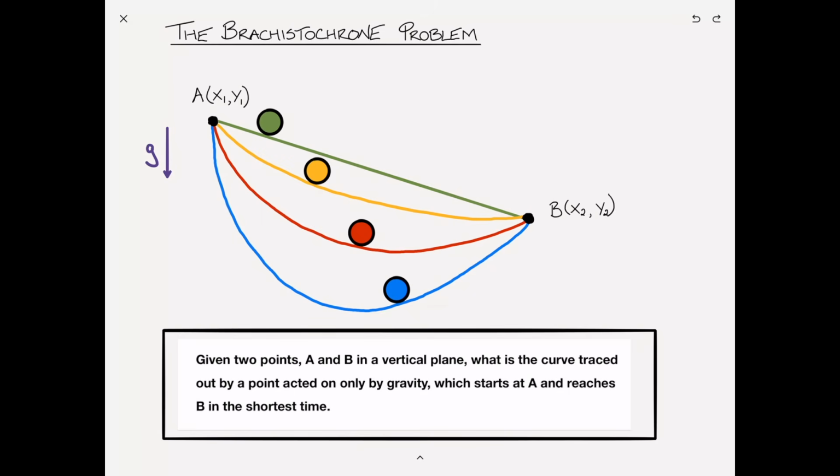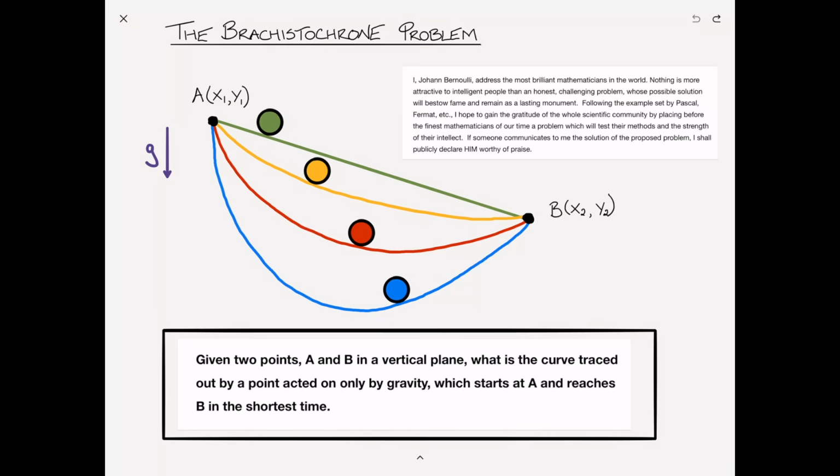Back in the late 1600s, the mathematicians of Europe believed that they were the smartest in the world, and it was not uncommon for mathematicians to pose problems in publications as a way of advancing research. In the case of the Brachistochrone problem, the problem was posed by Johann Bernoulli in 1696 with an announcement that went as follows. I, Johann Bernoulli, address the most brilliant mathematicians in the world.